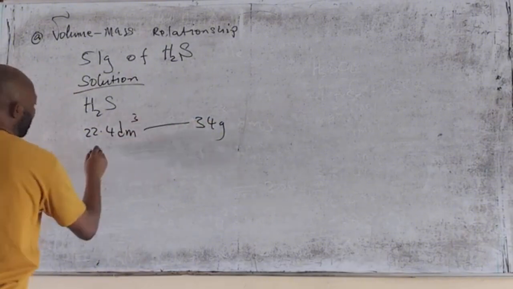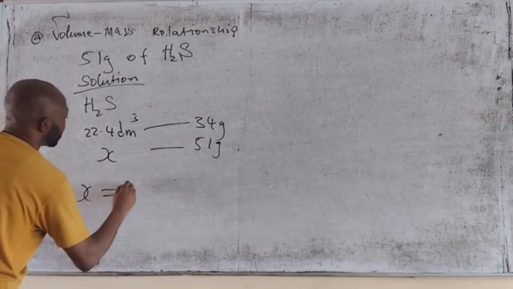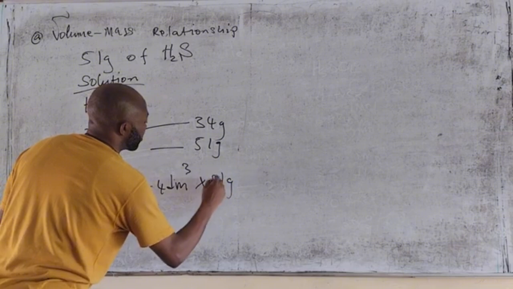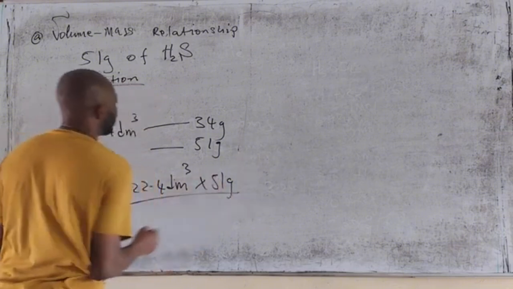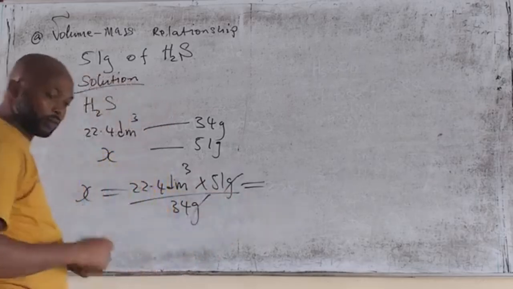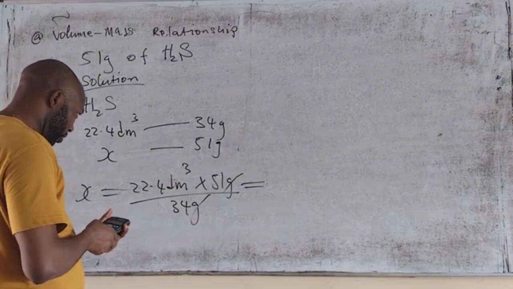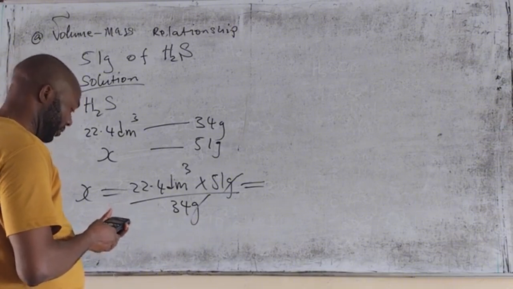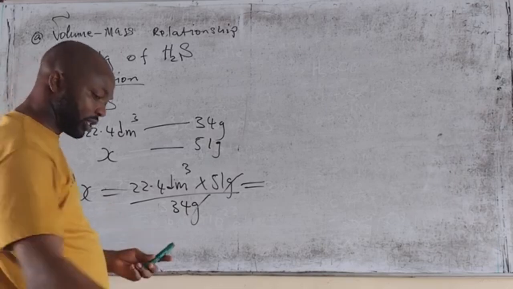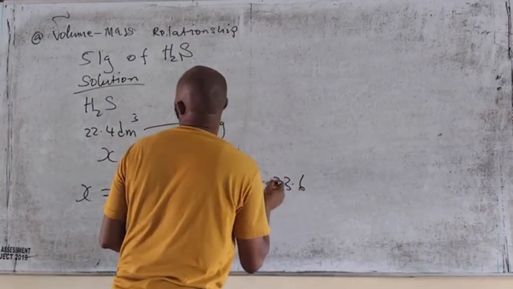Volume mass: how much volume will give me 51 grams? So I have my x. This is 22.4 dm cube times 51 grams divided by 34 grams. And this is equal to 22.4 times 51 divided by 34, which is 33.6 dm cube.